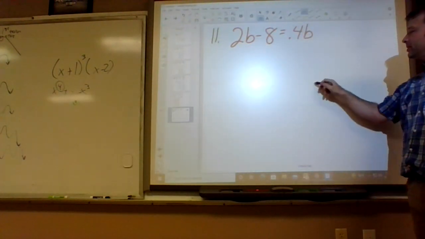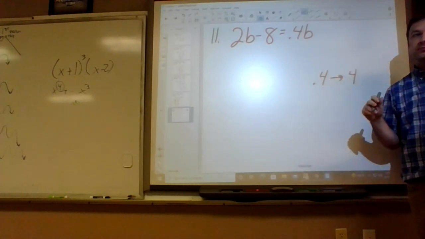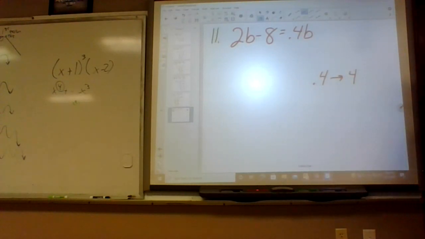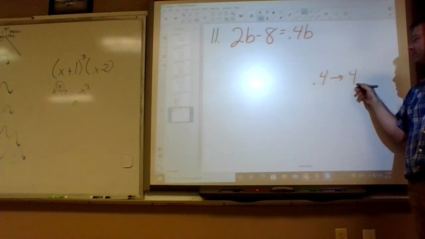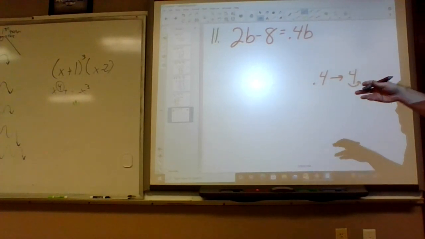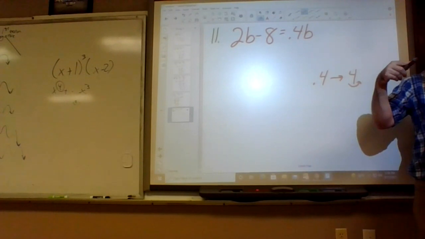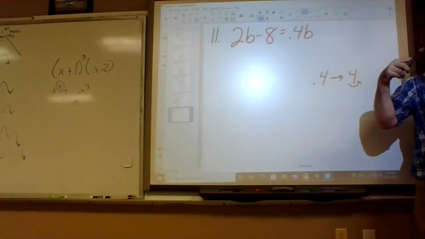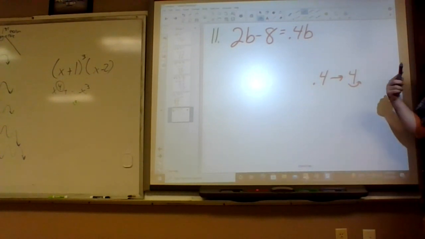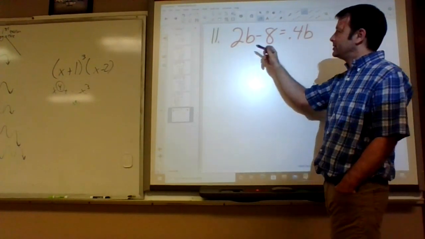Do you know how to turn a 0.4 into a 4? You move the decimal to the right once, but you have to multiply every side. Yeah, we're multiplying everything by 10 when we do that. If you multiply by 10, the decimal moves once. How do we move the decimal twice? 100. So on this one, we just have one decimal place, so I just multiply everything by 10.